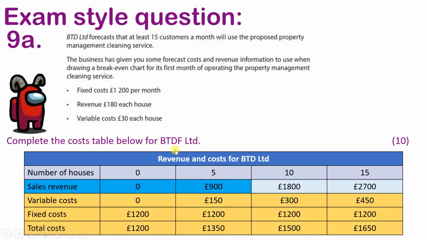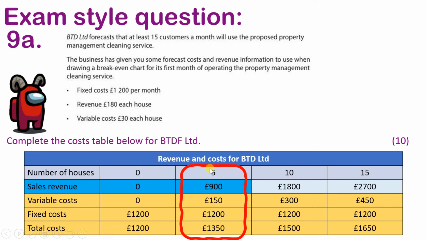Your first job is to complete the table below so you've got an idea of the costs that you need to calculate and therefore plot on the chart on the next slide. In the first column for you to fill in, you've got no houses that were cleaned, so you've made no money, so you have no variable costs. You've been given fixed costs at £1,200, so you have to work out total costs. So 0 plus 1,200 equals 1,200.